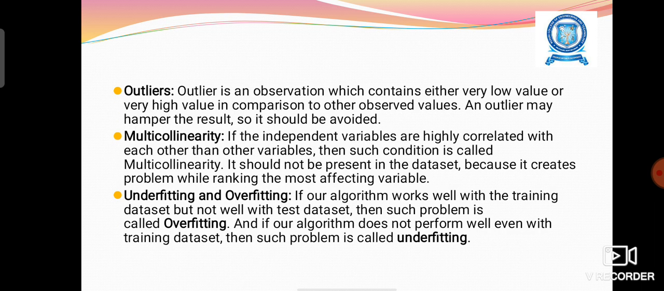Outliers are values that are either very low or very high in comparison with the other observed values. Multicollinearity: if the independent variables are highly correlated with each other, then this condition is called multicollinearity. Underfitting and overfitting: if our algorithm works well with the training data set but not well with the test data set, such a problem is called overfitting. And if our algorithm does not perform well even with the training data set, such a problem is called underfitting.